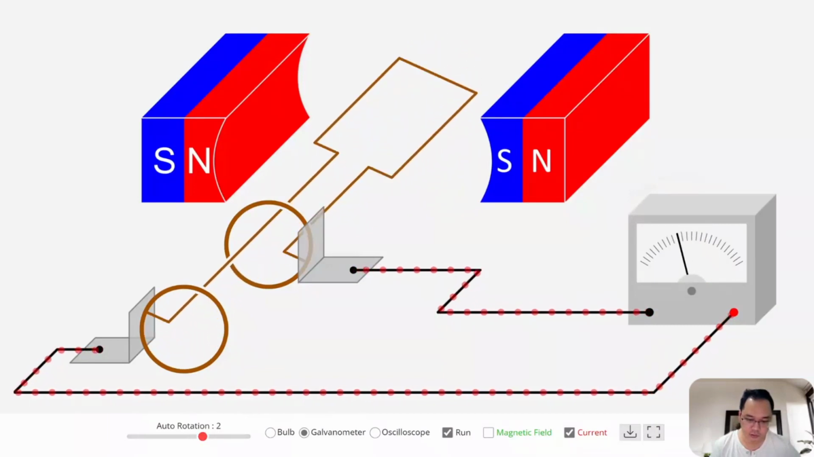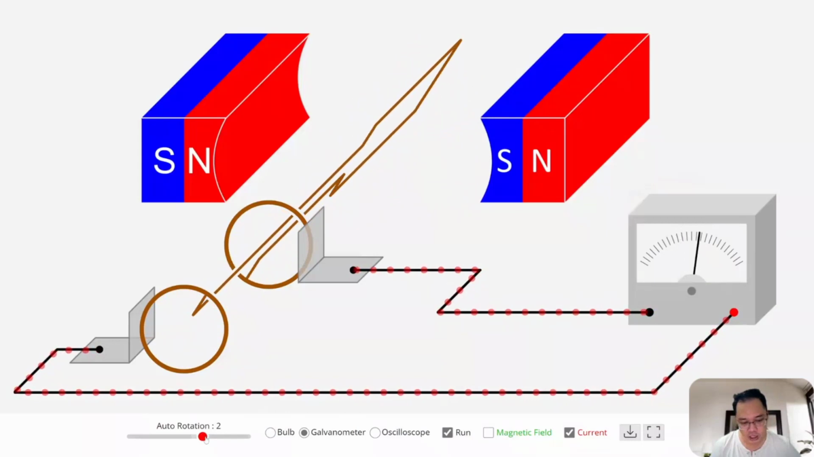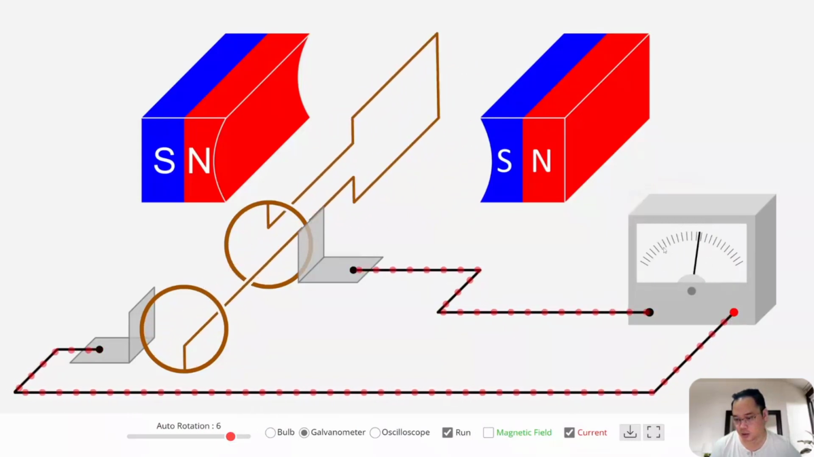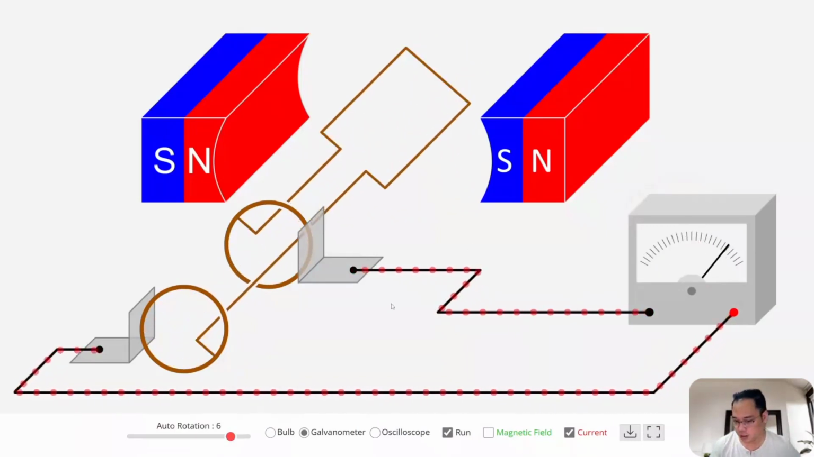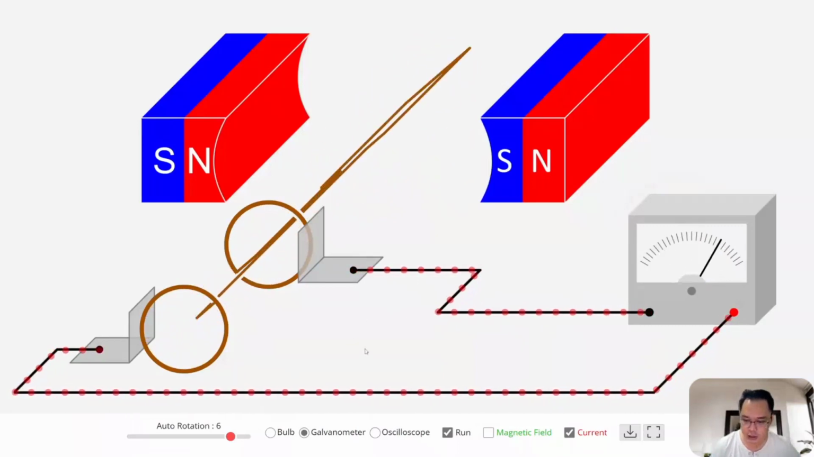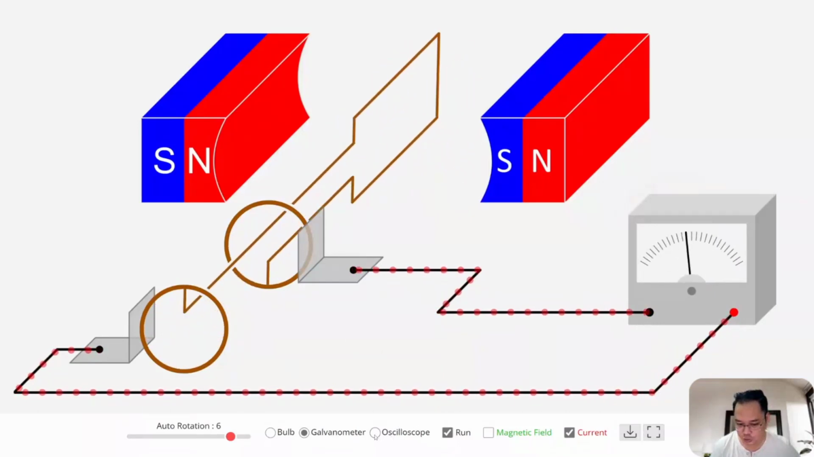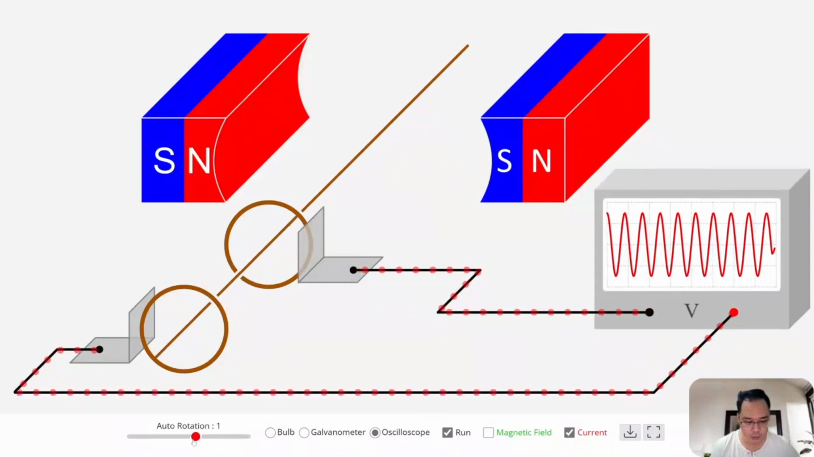With the frequency, the speed of rotation here is 2. But when increasing the speed to like 6, like here, you see, the needle oscillates faster with greater amplitude, meaning the amplitude of the current, the maximum current, also increases, and then the frequency of the current increases as well. And we can visualize that with this oscilloscope again.